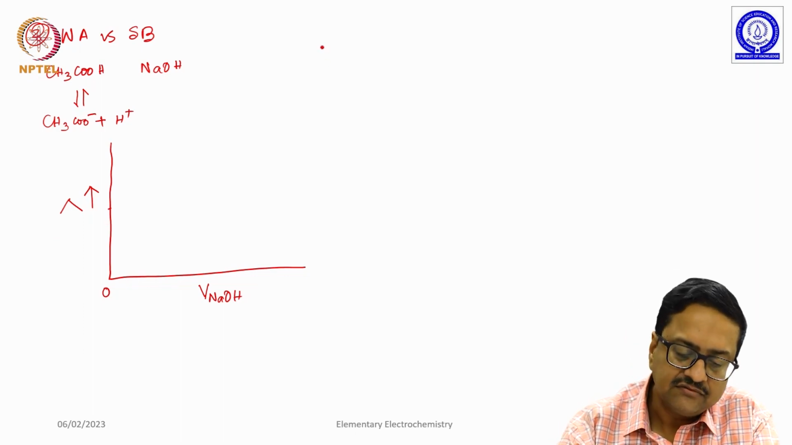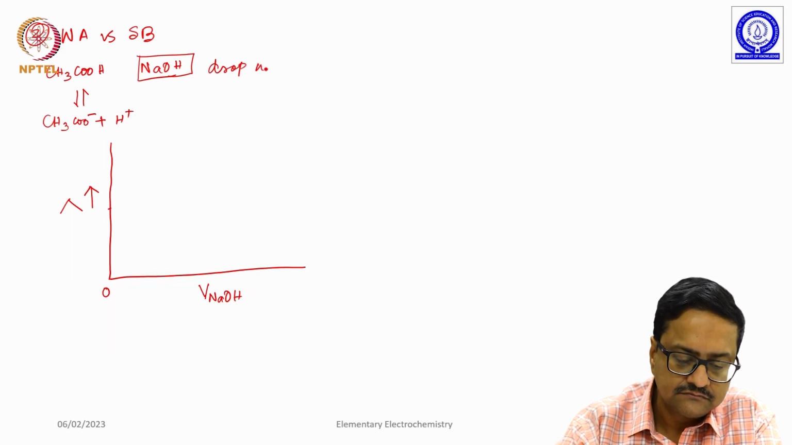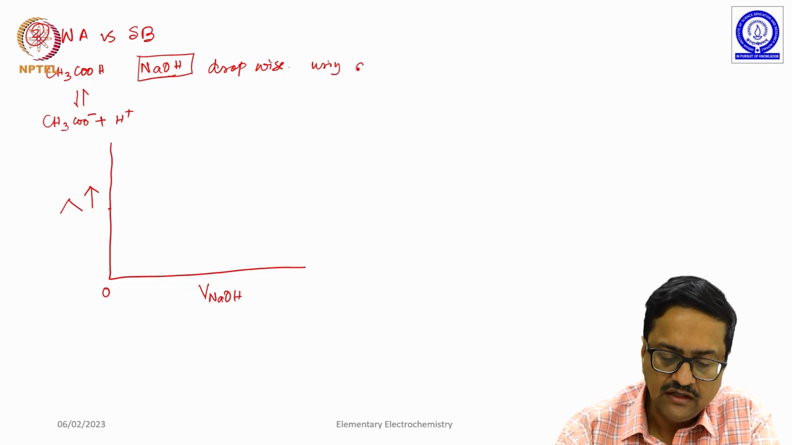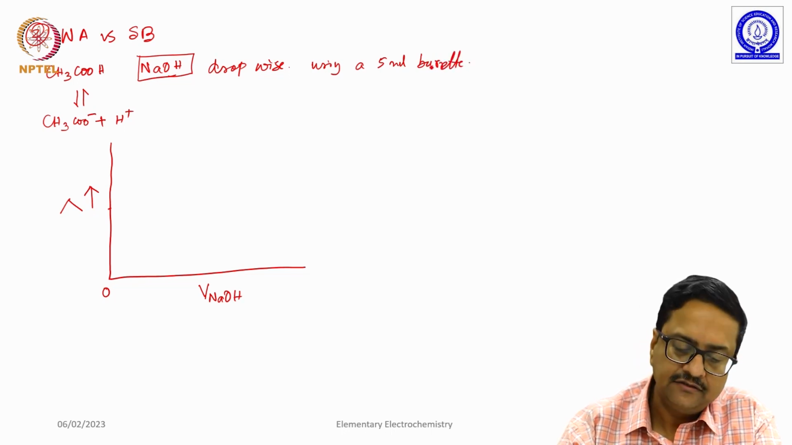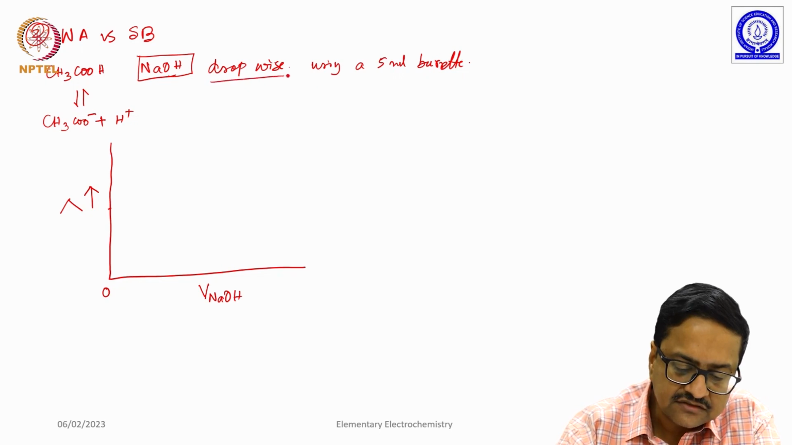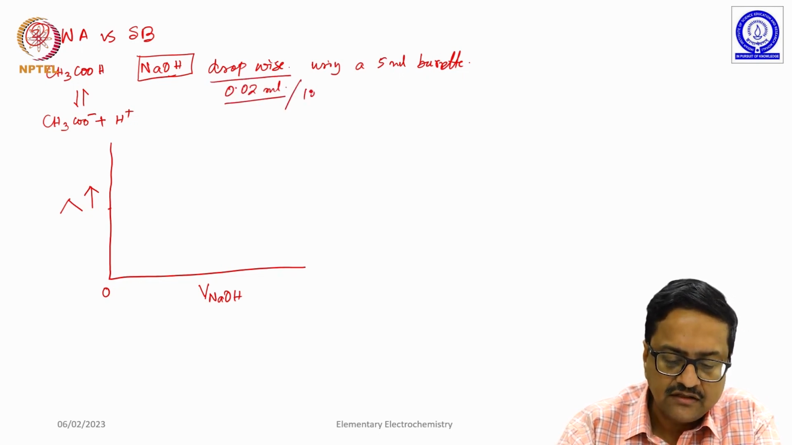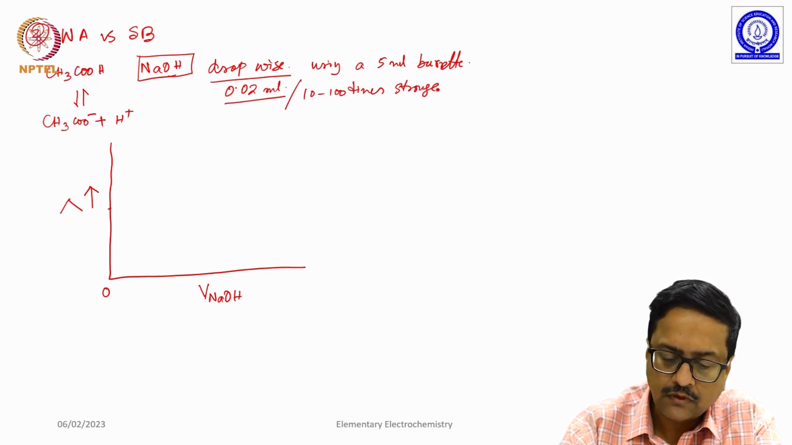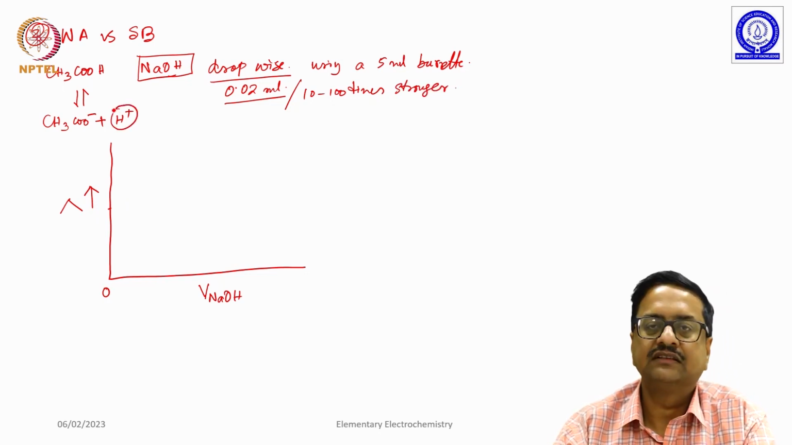So now what is happening is, when I am adding NaOH dropwise, using a 5 ml burette, and adding a drop means 0.02 ml of a solution, which is again 10 to 100 times stronger than acetic acid. This will continuously start removing H plus ions.